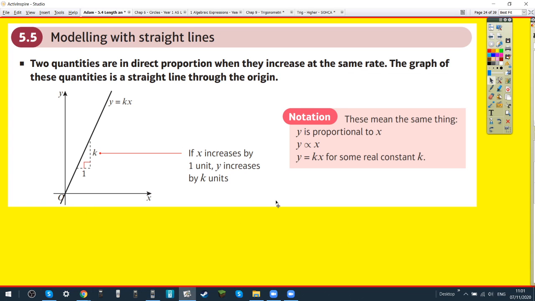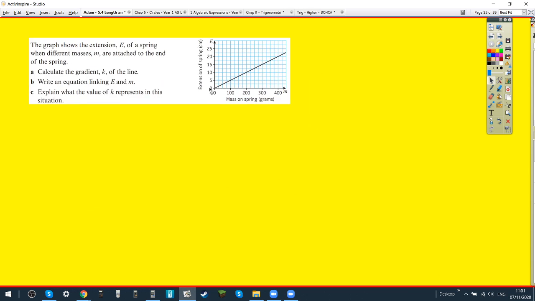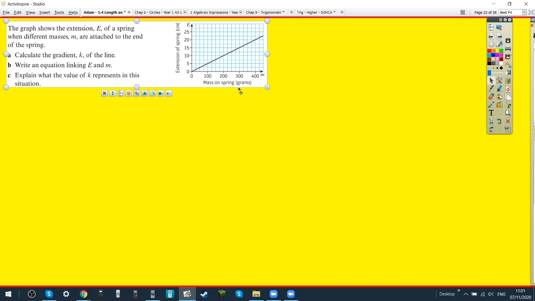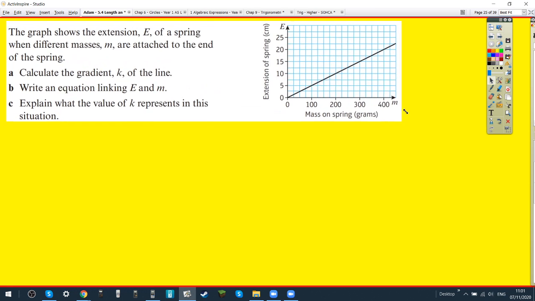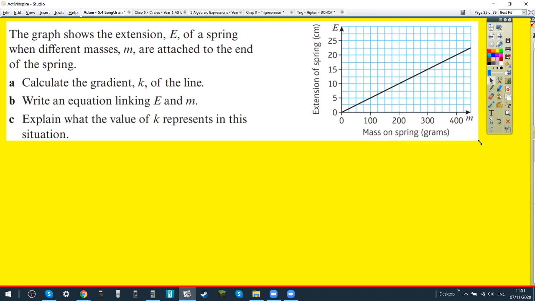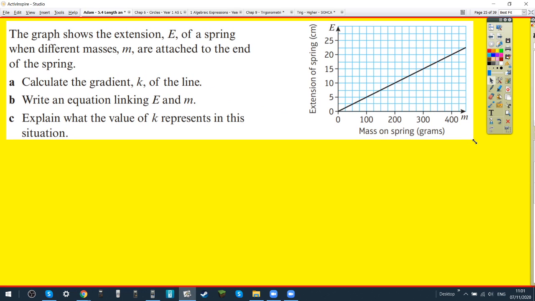And so something can be modeled as a straight line. Okay, so this one is the extension of a spring when different masses are attached to the end. So the heavier the mass, the greater the mass, the more the spring will extend. Okay, part A.